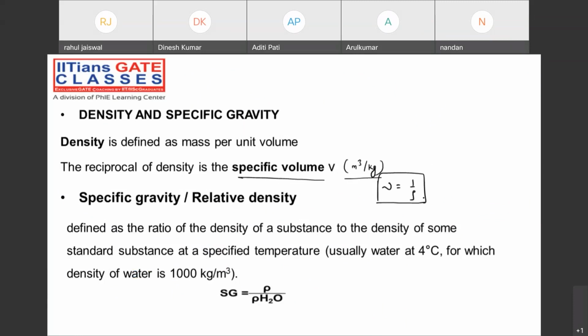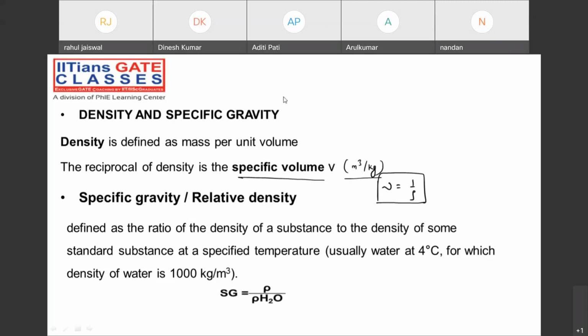These are very important things, but some of you might be thinking, density, we already know that. But it is very important, my dear friends. As far as fluid mechanics is concerned, density is very important. A lot of things will depend on the density.